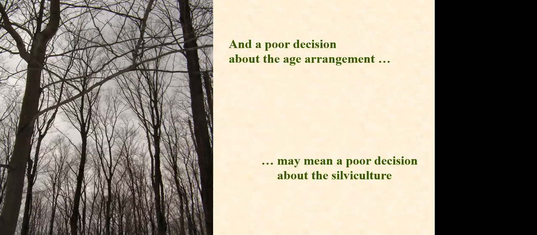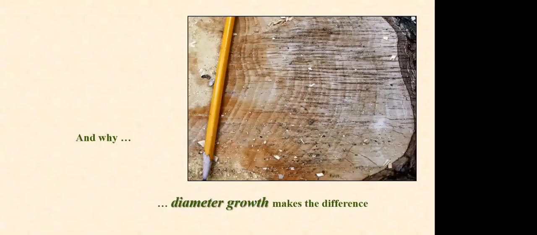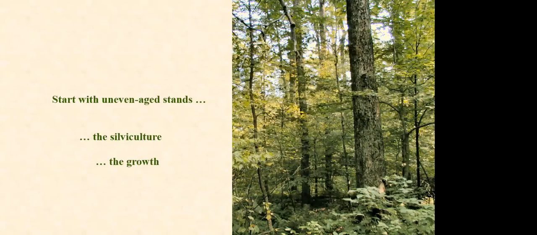And if you make a poor decision about the age arrangement, you will make a poor decision about the silviculture. And why? Because the diameter growth patterns differ appreciably, dramatically, extensively between even and uneven age stands. Let's start with the uneven age stands and review both the silviculture and look at the growth patterns in these uneven age stands with a high degree of vertical structural characteristics.